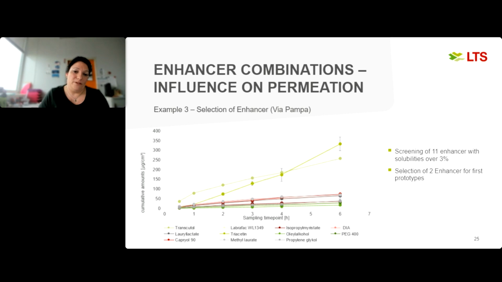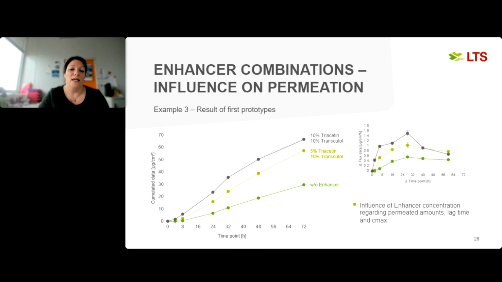Last example for the drug substance for a transdermal therapeutic system. So in this example, we screened 11 enhancers with a solubility over 33% for the API. We only go with the 2 best enhancers. And because we only have the opportunity to go with 2 enhancers, we decided to go directly to a very simple prototype, so only with 1 adhesive, not at all more. And you could see again, without any enhancer, you have a permeation profile like this. And with the combination of both enhancers, you increase your permeation profile.